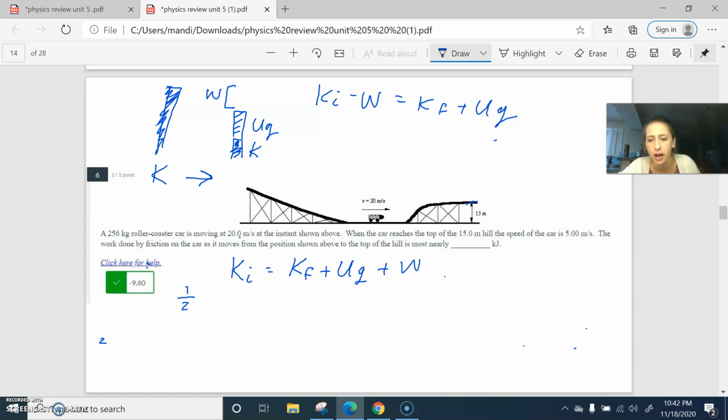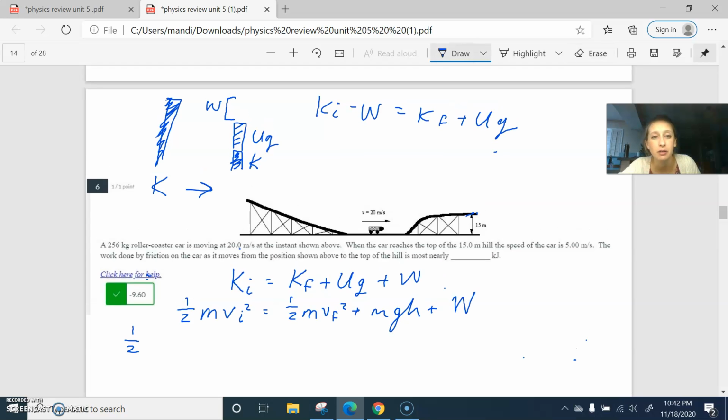So I'm going to say 1/2 mv initial squared equals 1/2 mv final squared plus mgh plus W. You can't cancel all your m's because the W term doesn't have an m in it, so we gotta be really careful here. You can tell I already did this problem once. I did it wrong. Gotta be careful.